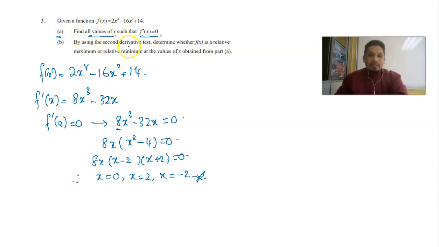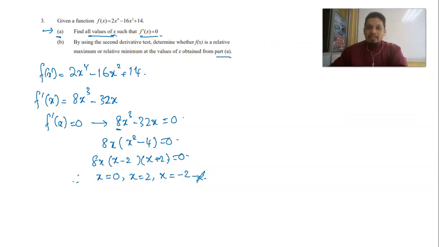Now, by using the second derivative test, determine whether f(x) is a relative maximum or minimum at the values of x obtained from part A. From question A, we already listed down all the values of x, which is 0, 2, and negative 2. And we're going to substitute these values into the second derivative test. So here, we are going to differentiate this for a second time. f double prime x equal to 3 times 8, 24x squared minus 32. Okay, so we have three values of x here.